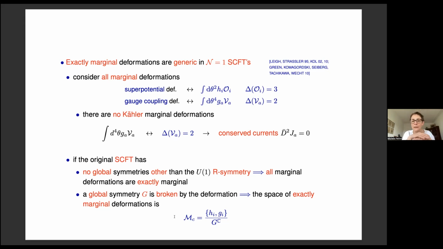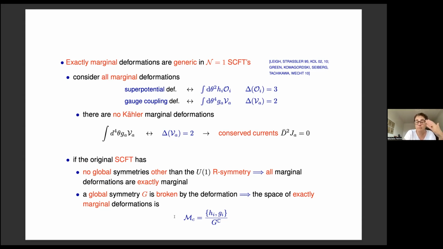We start by looking at all possible classically marginal deformations. This means that we have to look for operators that we can add to our theory, and they come in two classes. One are superpotential deformations. This means that there are chiral superfields of conformal dimension 3, or a priori there could also be gauge coupling deformations, and this should be a chiral operator of dimension 4.